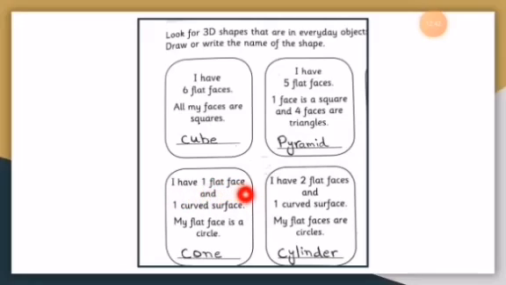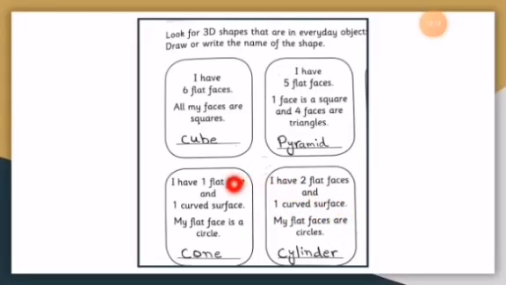I have one flat face and one curved surface. My flat face is a circle. So what was that shape? Cone. Yes, very good. So what you will do? You will write down the spelling of cone. I have 2 flat faces and one curved surface. My flat faces are circles. The name of that 3D shape is cylinder. So you will write down the spelling of cylinder.